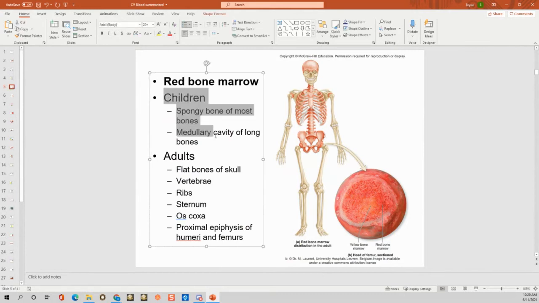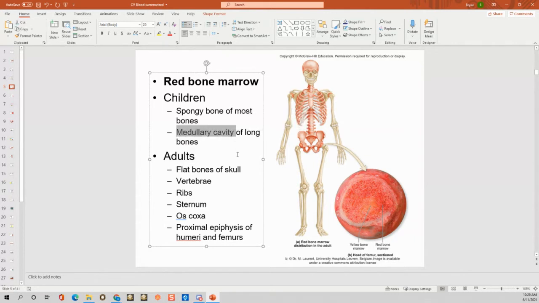In kids, almost all of their bones have red bone marrow, and that's cool because kids are growing. Adolescents, children, and so forth, right? They have red bone marrow through all their spongy bone, pretty much all, and the medullary cavity of all their long bones. Cool. That's a lot of red bone marrow, and that's a lot of production of new blood cells, important for growth. Adults, however, once we go through puberty, a lot of our red bone marrow goes away. It turns into yellow bone marrow at that point.